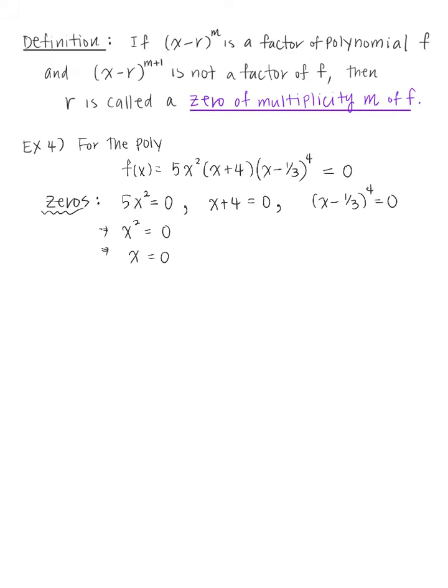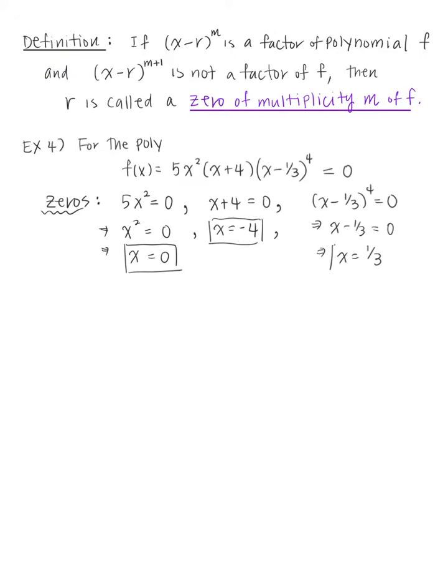All right, and then this one's easy. x is -4, so that's going to be a zero of f. And then this one is okay too, because this implies that you're going to have x minus 1/3, taking the 4th root on both sides. The 4th root of 0 is just 0, so our x is just going to be 1/3. So these are the zeros of our given function f.